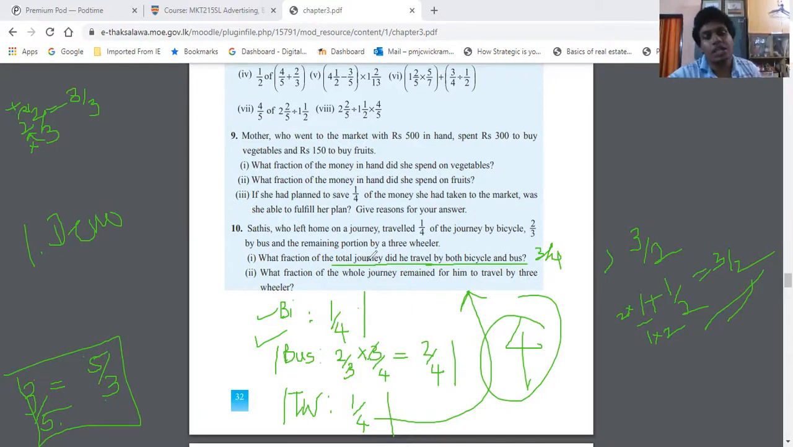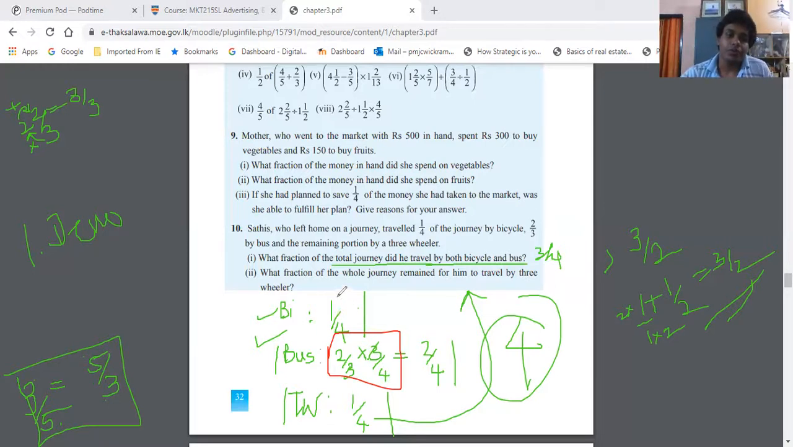Satish, who left home on a journey, traveled 1/4 of the journey by bicycle. That means the remaining is 3/4, no? Now out of those 3/4, he travels the next 2/3 by bus. That means 2/3 of the 3/4. That's a value. Then the remaining portion of the whole journey is traveled by the 3-wheeler.